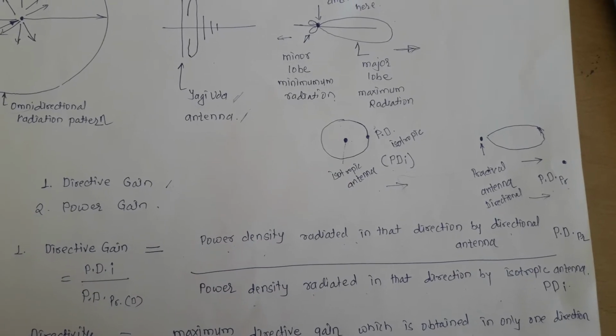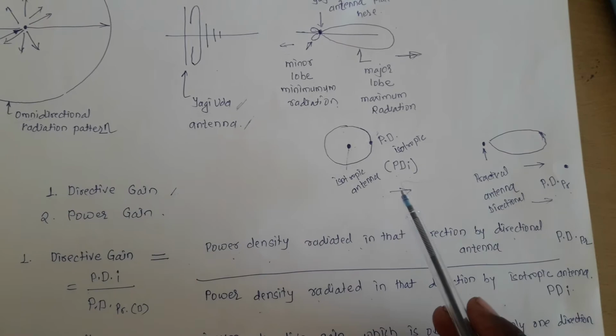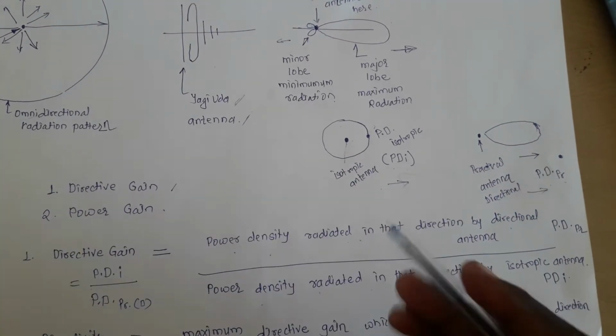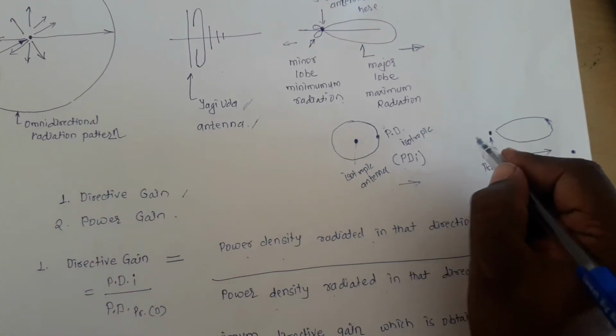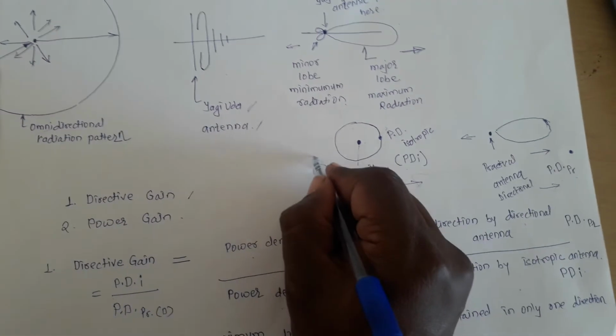Now the directive gain can be defined in any direction. In our previous example we calculated directive gain in this particular direction. Now suppose we want to calculate the directive gain in this direction.